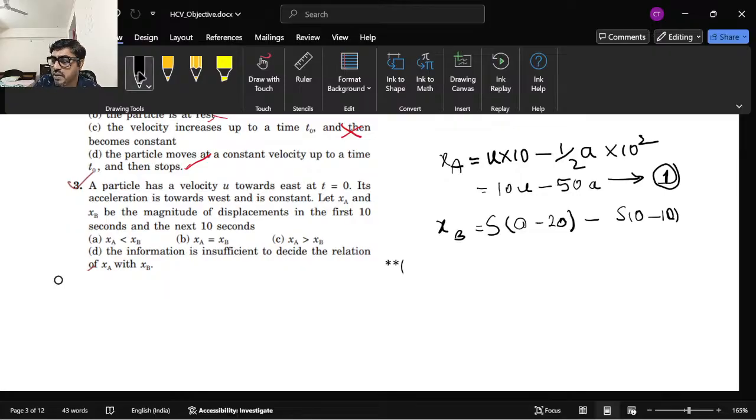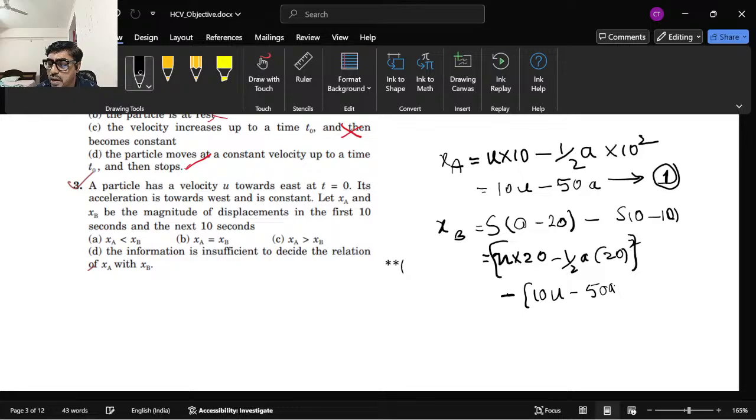So what is xb? So 0 to 20 would be u into 20 minus half a into 20 squared. And that is displacement from 0 to 20. Minus 0 to 10 is nothing but xa, no? xa is how much? 10 into u minus 50a. Okay, let's calculate xb now. So xb equals, here you get 20u and here you get 10u. 20u minus 10u would be 10u.